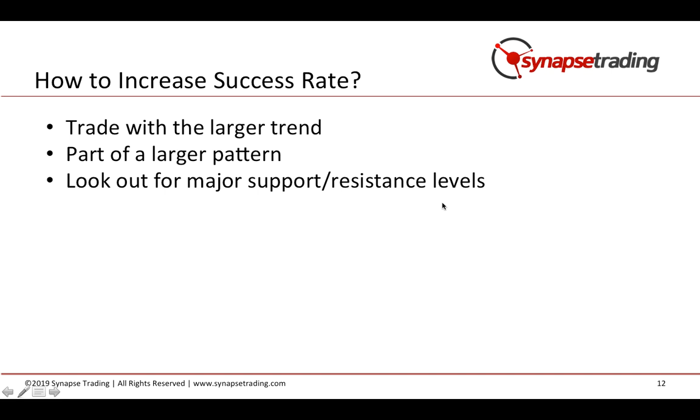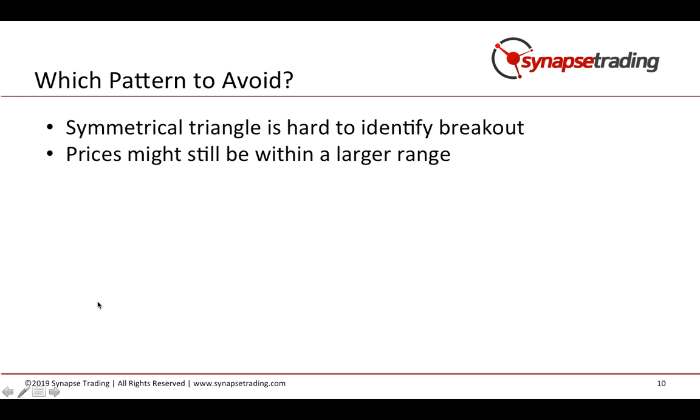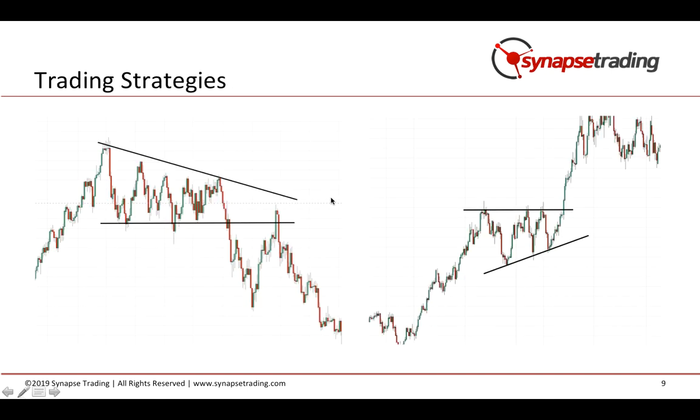So how do you increase the overall success rate of all the trades? I'm going to share with you three important points that you can use to increase the success rate of your triangle chart pattern. The first is to try to trade with a larger trend. If you notice for the previous examples, it is when the market is on an uptrend, it's much easier to trade with the larger trend.